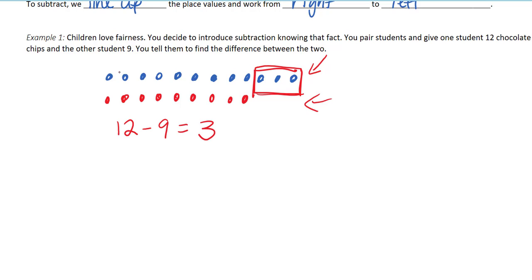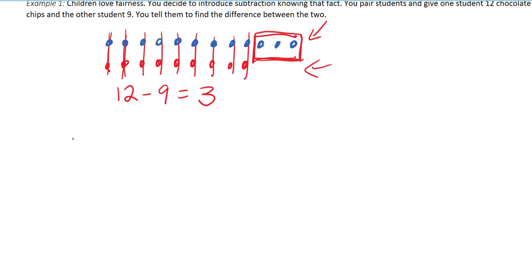If we were to essentially cross these out, because we took away 9 from the 12, so if we had 12 and took away 9 by crossing them out, we're left with 3. So that's one way to look at it. Another way a student could maybe see it is if we have a number line.